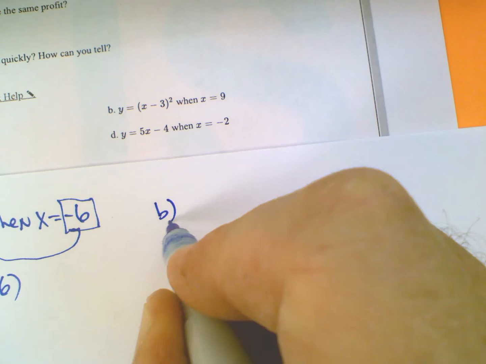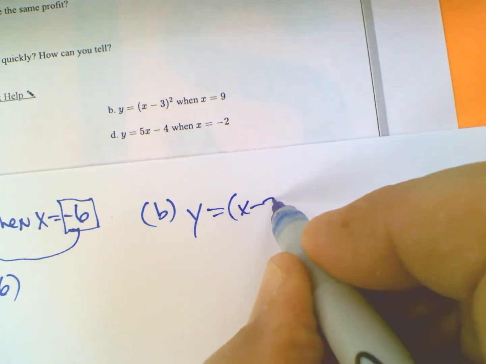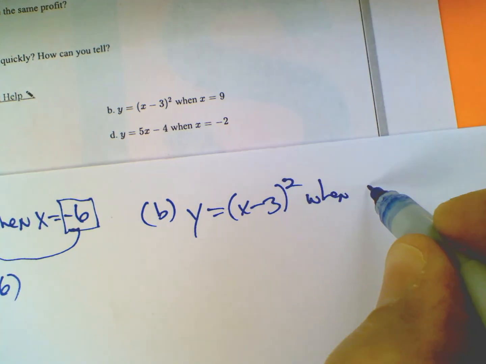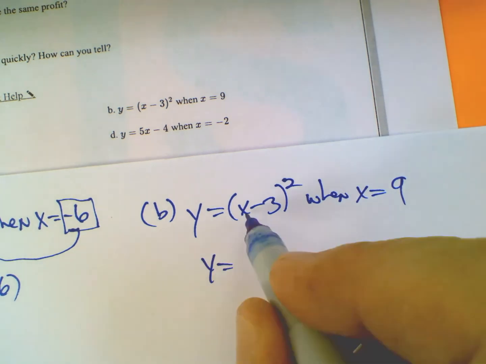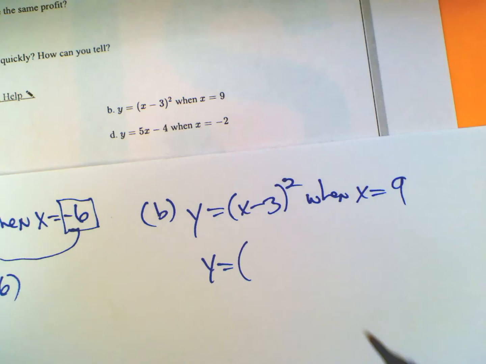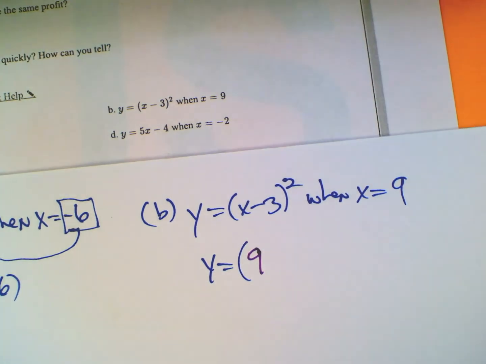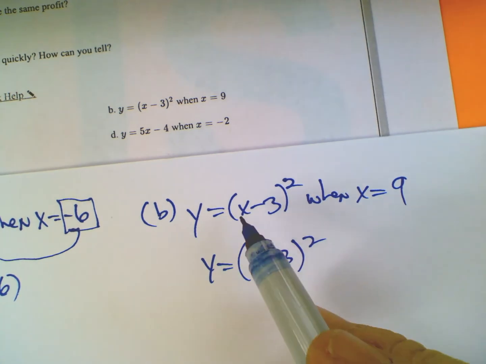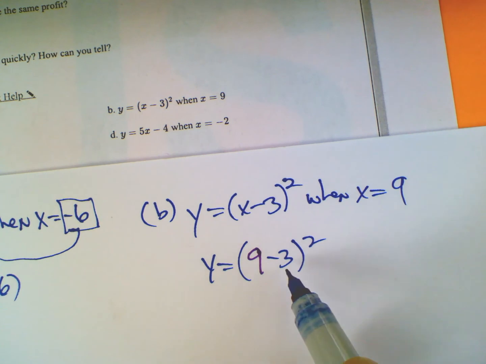So let's look at B. I'm just going to do each of these here so we can see many examples. Y is equal to x minus 3 squared, and they want us to figure out what that is when x is equal to 9. So y is equal to, instead of x, I'll use different colors so you see it. Instead of x, I'm going to write 9 minus 3 squared. So that x is now 9.